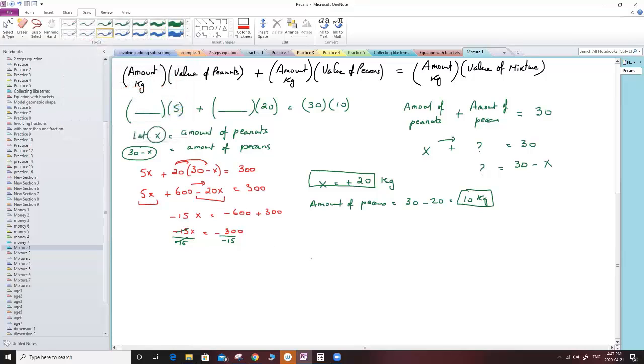So I can say, if I have 20 kilo of peanuts and I know the price is 5, and I want to add it to 10 kilo of pecans and I know the price of the pecans is $20 per kilo, will this give me 300? We'll check. 20 times 5 equals 100, plus 200 equals 300. That means my work is correct.